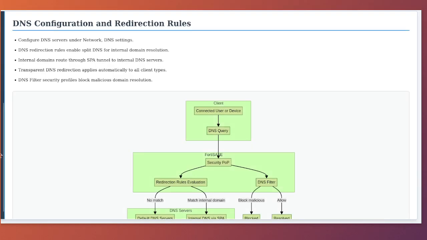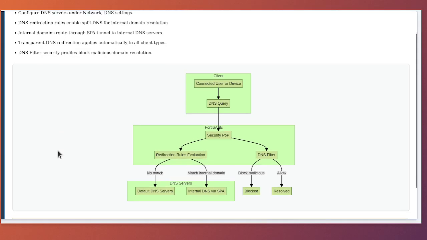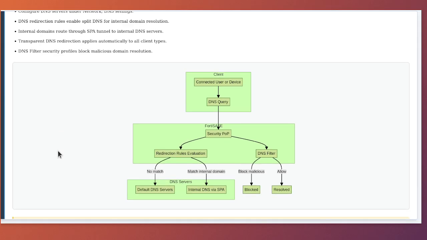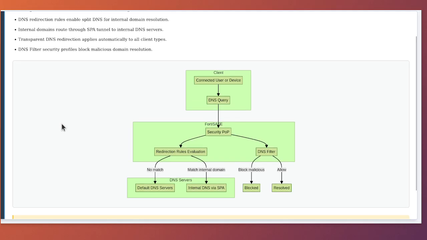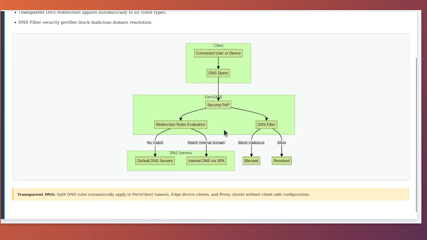Domain Name System Configuration and Redirection Rules. Domain Name System Configuration in FortiSASE controls how domain name system resolution is handled for connected users and devices. This includes both the domain name system servers used for resolution and domain name system redirection rules for split domain name system scenarios. Under Network, DNS, you can configure the DNS servers that FortiSASE uses for resolution.